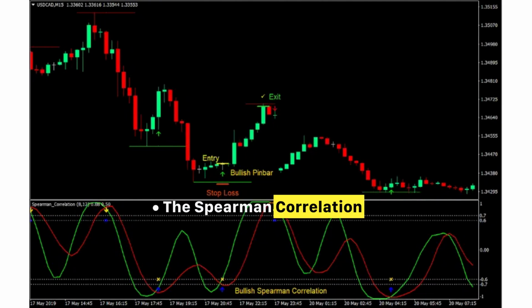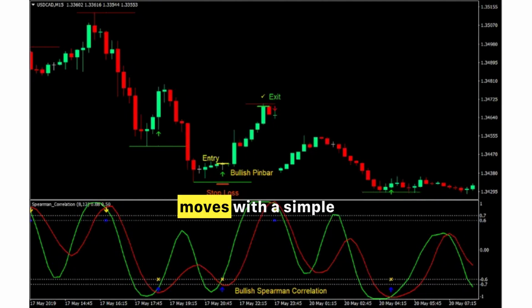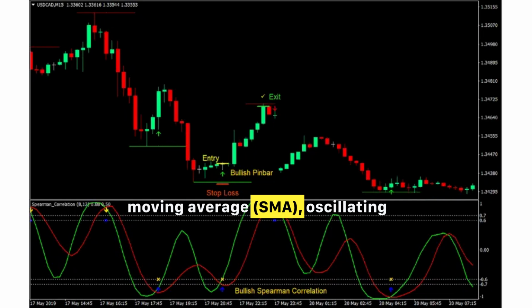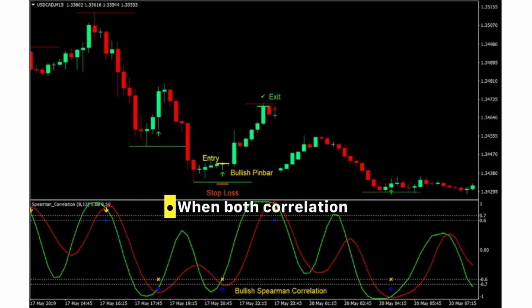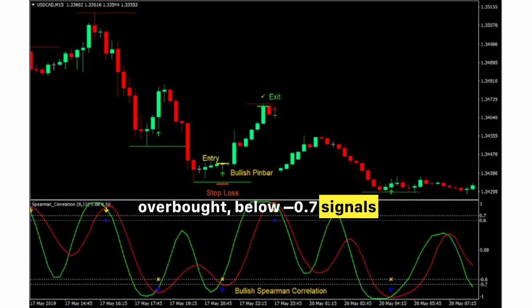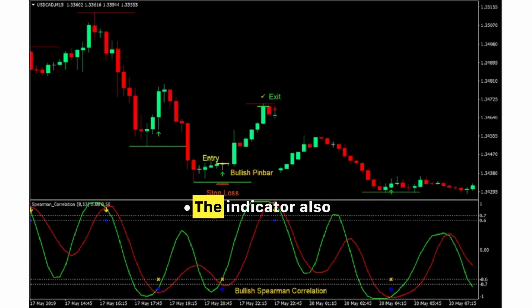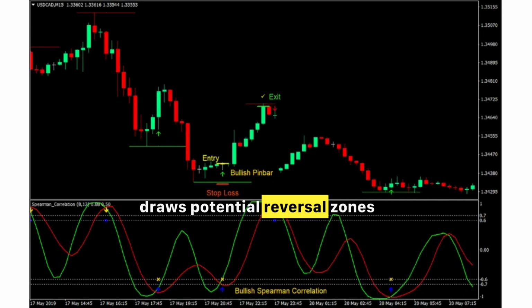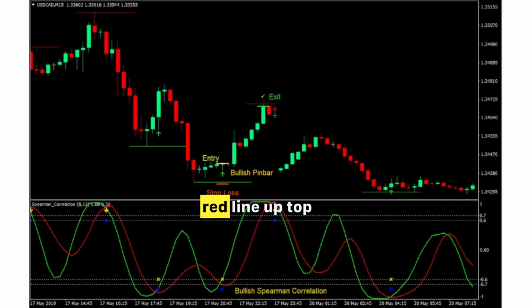The Spearman correlation measures how closely price moves with a simple moving average, SMA, oscillating between -1 and +1. When both correlation lines enter extreme zones, above +0.7 signals overbought, below -0.7 signals oversold. The indicator also draws potential reversal zones on the chart, a red line up top or a lime line down below, that act like magnets for pullbacks.